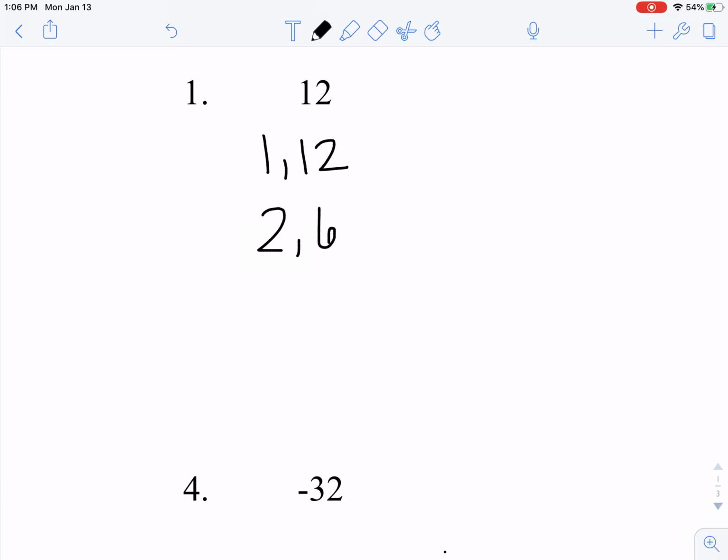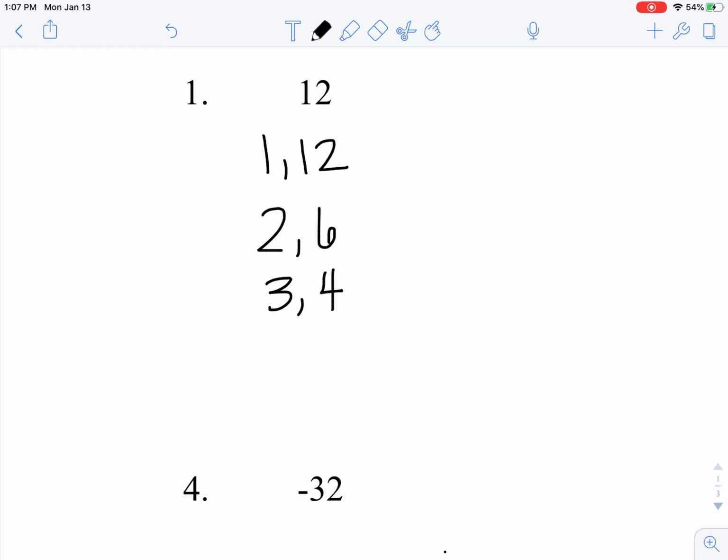So my next factor pair is 2 and 6. And then you should know, it's kind of going through and thinking, okay, what number also divides 12? Well, I know 3 divides 12, because if you add the 2 numbers that make up 12 together, 1 and 2, 3 is divisible by 3, and then you know that 12 is divisible by 3. So 12 divided by 3 is 4, so those are our factor pairs.